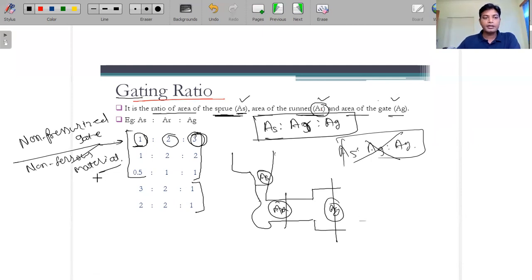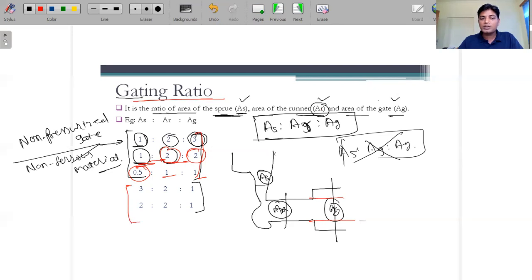Okay, and here you can see other examples as well. Here the area is 1, this is 2, or here you can use the same constant area as well, so there is no issue in that. But the cross sectional area of the gate should be higher than the runner, or the runner cross sectional area should be higher than the sprue, or equal. It is not like 1:1:1, it should not be like that. It should be in increasing order. Here we are using 0.5 mm square, this is 1 and this is 1. So these three examples are of the non-pressurized gate.